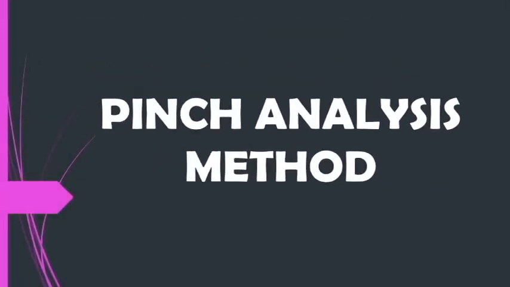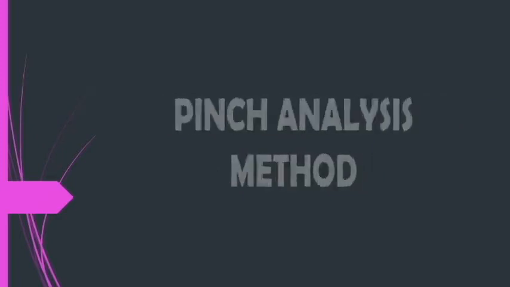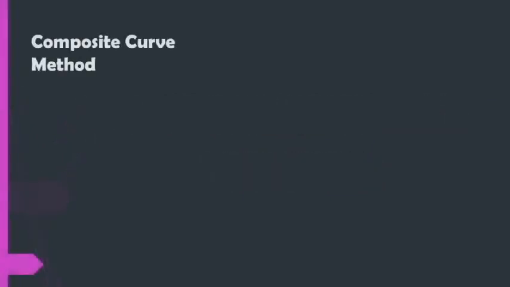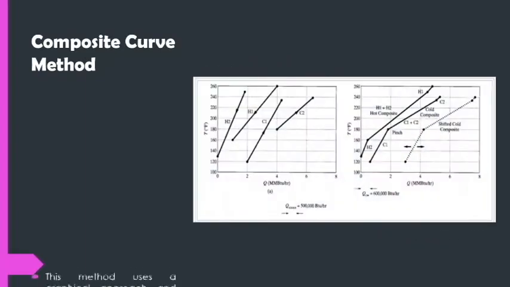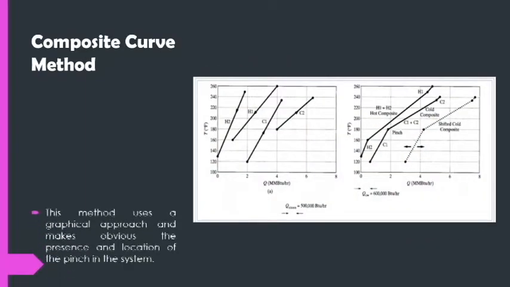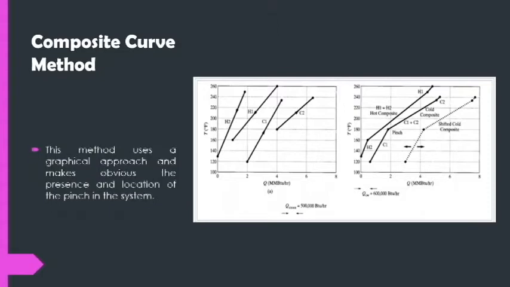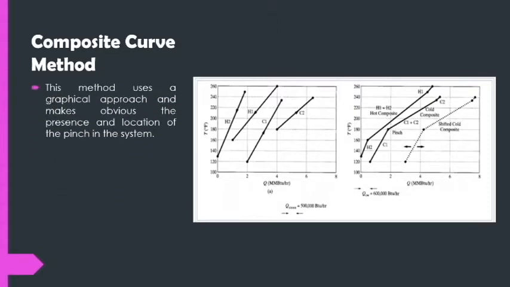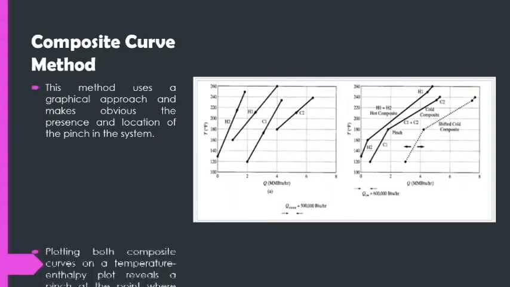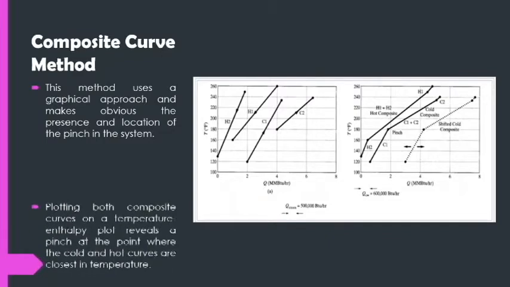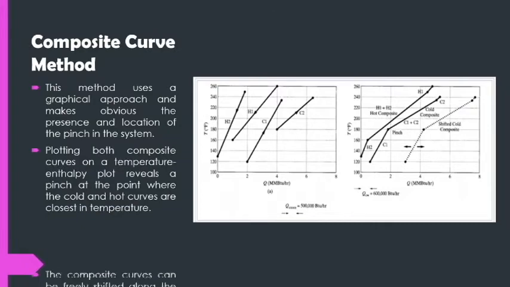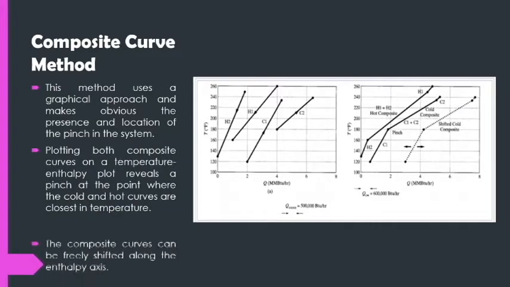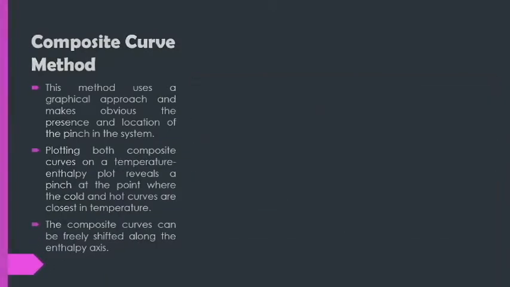Pinch analysis method. There are three types of pinch analysis method. The first one is the composite curve method. This method uses a graphical approach and makes obvious the presence and location of the pinch in the system. Plotting both composite curves on a temperature enthalpy plot reveals a pinch at a point where the cold and hot curves are closest in temperature. The composite curve can be freely shifted along the enthalpy axis.